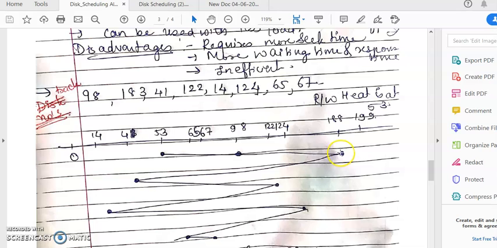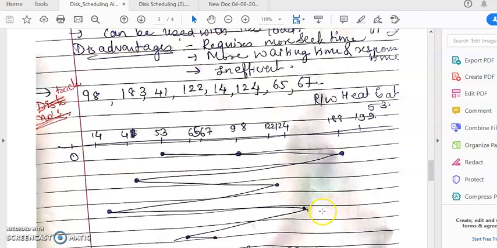It is a little over here, I mistakenly put it there. So 183 will be covered. Then it is 41, then 122, then 14 again. If you observe here, after 122 you have 124, which is also a request, but in between I have 14, so I have to visit 14 first and then go to 124.